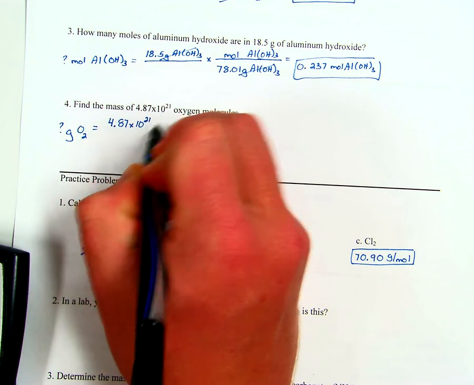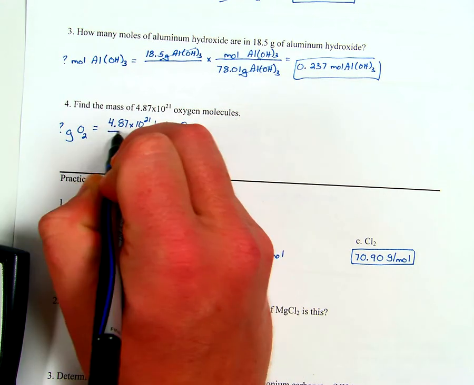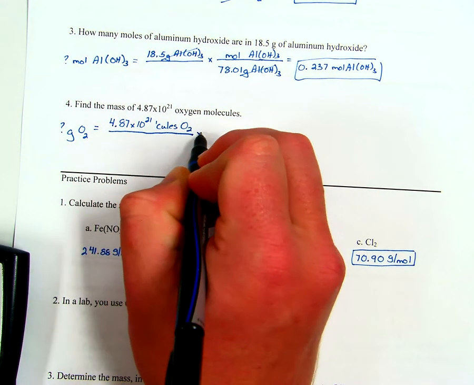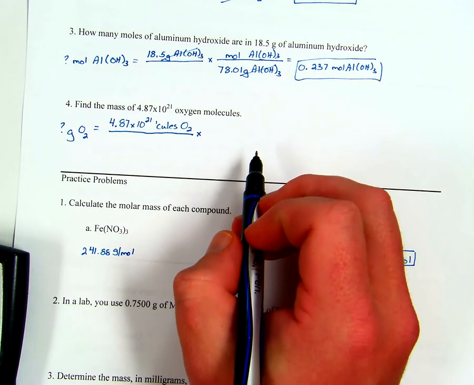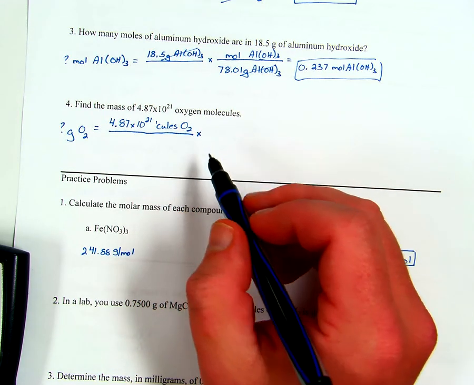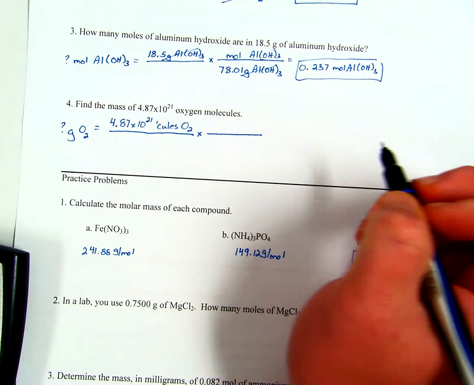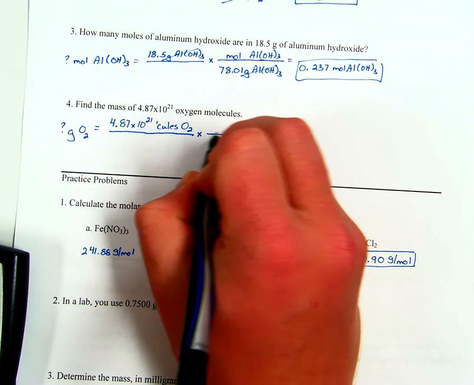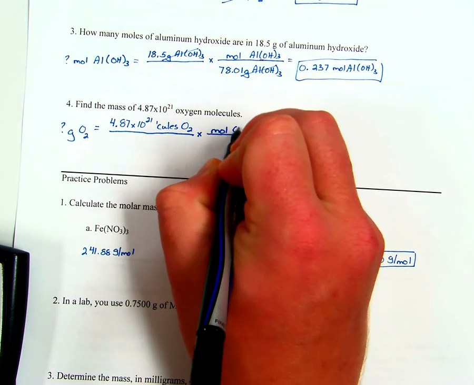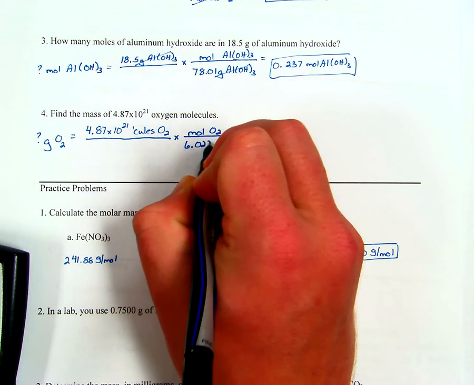Here is a situation where we can't go directly to mass because we don't know the mass in grams of a single molecule. But what we do know is we know how many moles that would be because we can convert that to moles. I know 1 mole of O2 would contain 6.022 times 10 to the 23rd molecules of O2.